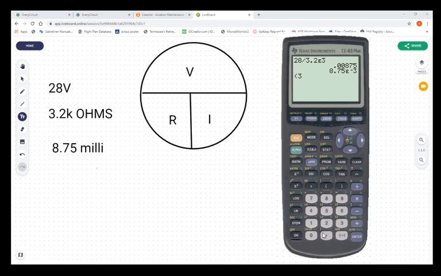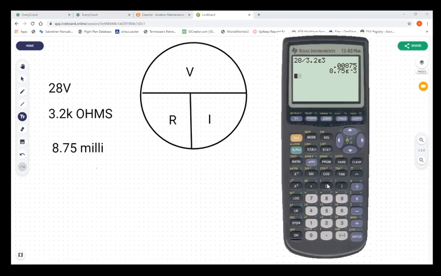We'll say 3.2, second function, putting us in engineering mode. Hit that E up there, and I know that 3.2 k ohm corresponds to a positive power of 10 for 3. And I'm going to multiply that by 8.75 milli. So we'll say 8.75, second function. Now I'm not going to hit the subtraction sign. I am going to hit the negative sign. No, that wasn't it. Okay, that's okay.